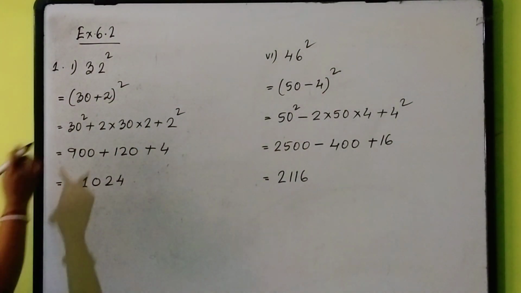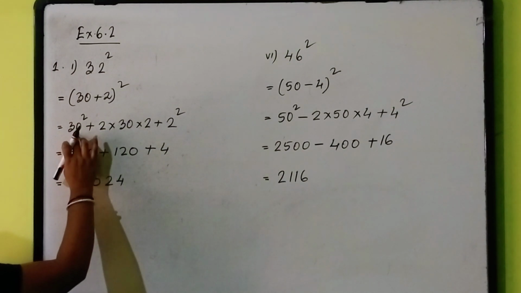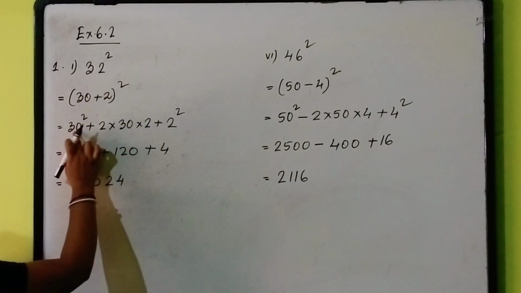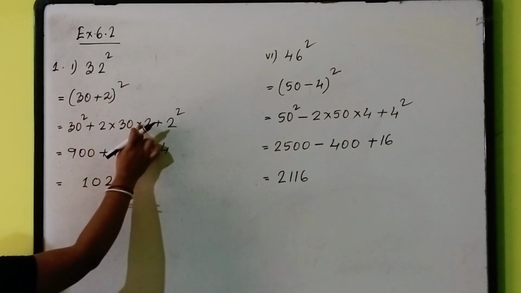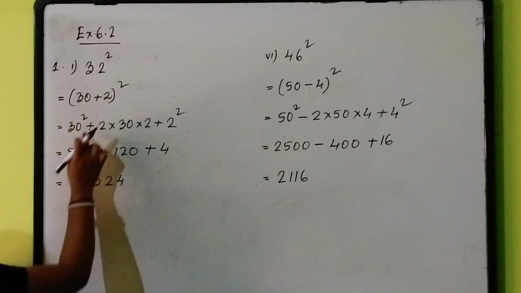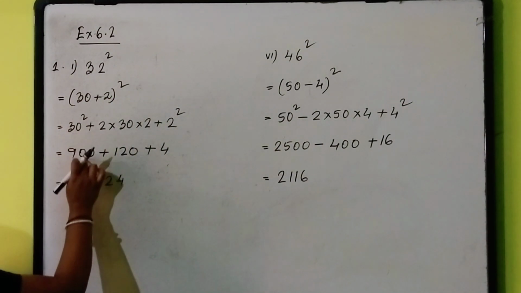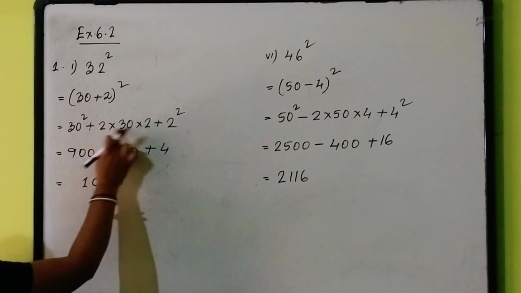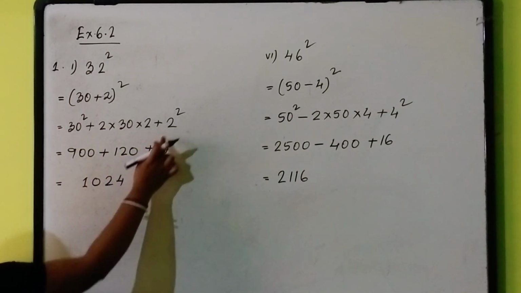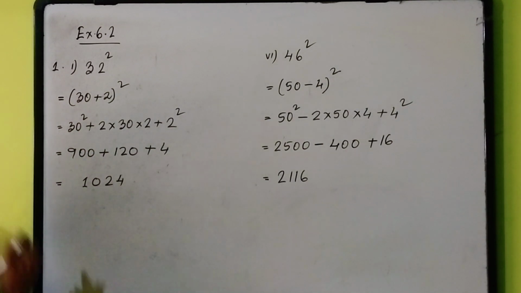Square. A plus B whole square. What is the identity? A square plus 2 into A into B plus B square. 30 square is 3 3 is 9, from 30, 1 0, another 30, another 0. 2 2 is 4, 4 into 30, 120, plus 2 2 is 4. You sum it up, you will be getting 1024. Understood?